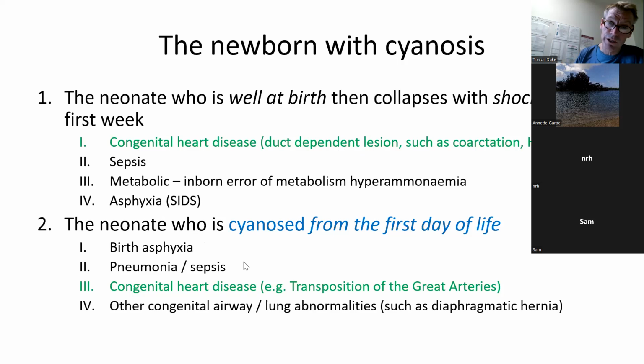And then there's the baby who's cyanosed from the time they're born. The baby's born and they're cyanosed. Of course, we often see that as a manifestation of perinatal asphyxia, but the baby could have something else like pneumonia or sepsis, or the baby could have a transposition of the great arteries. TGA, transposition of the great arteries, is the common cause of congenital cyanotic heart disease in a baby who's cyanosed from day one of life. If they're well at birth and well for a few days and then they become cyanosed a week later, that's not usually a TGA. It can be, but it's not usually.